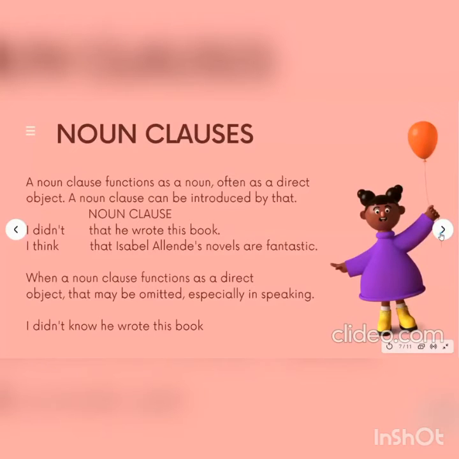A noun clause functions as a noun, often as a direct object. A noun clause can be introduced by the word that. For example, I didn't know that he wrote this book. I think that Isabel Allende's novels are fantastic. When a noun clause functions as a direct object, that may be omitted, especially in speaking. I didn't know he wrote this book.